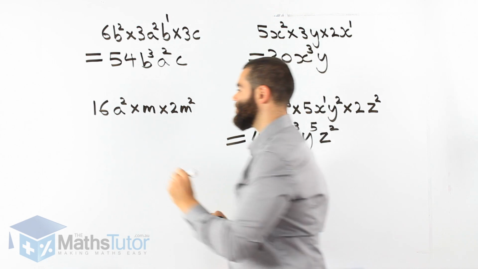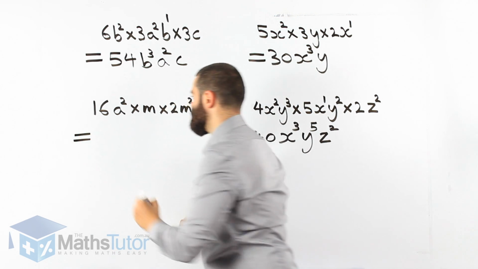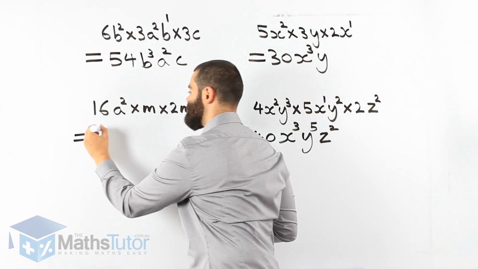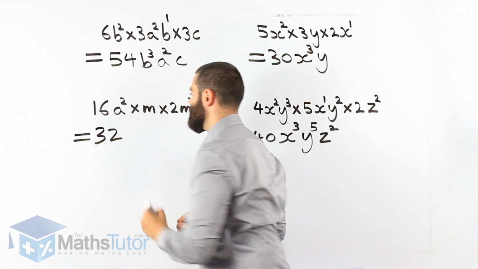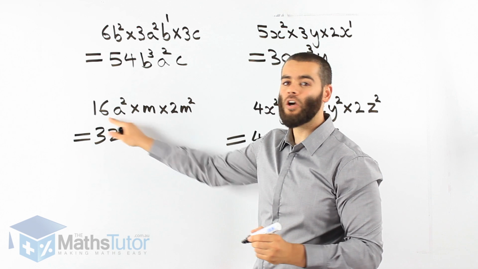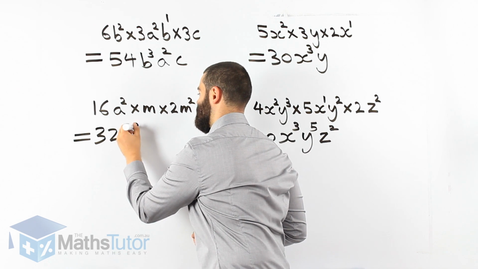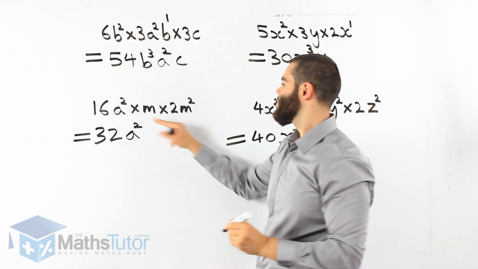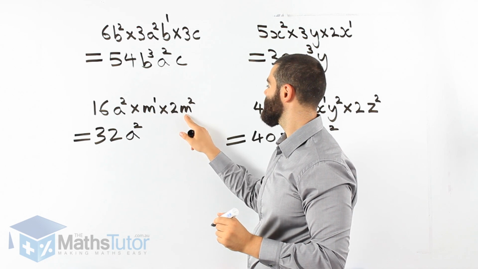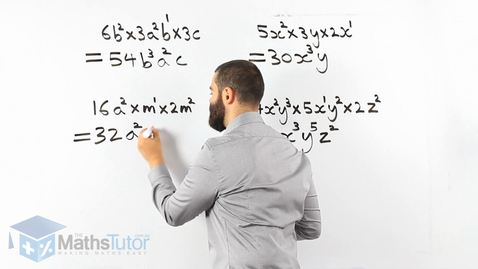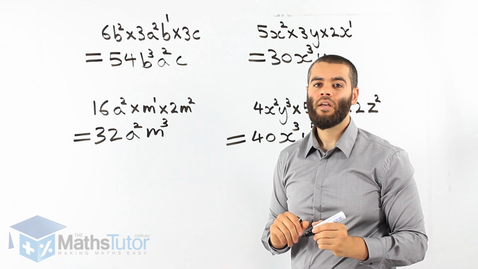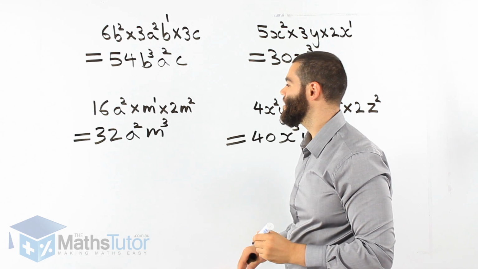Last one. We do the numerals first. 16 times 2, 32. a squared, does it have another base that is an a? No. a squared. m, it has to the power of 1. It's an invisible 1. m times m to the power of 2. We add the indices. 1 plus 2, 3. 32a squared m to the power of 3 is our answer.